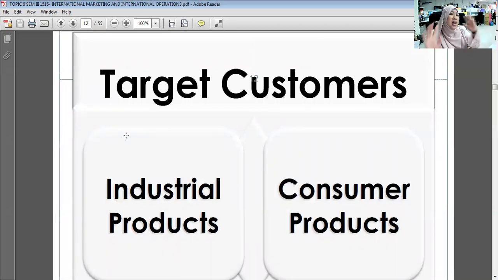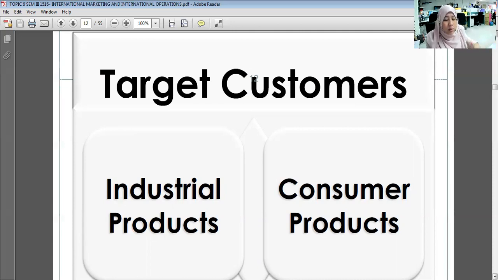Okay, my beloved IB students, if you still remember, what is the difference between these two? This is the thing that you learn in introduction to business class or maybe other marketing classes. What is target customer? Target customer is the customer who can afford to buy your product. Okay, very good. So what is the difference between industrial versus consumer product? Industrial product mostly, they don't do anything themselves, but the producer and manufacturer do the work.